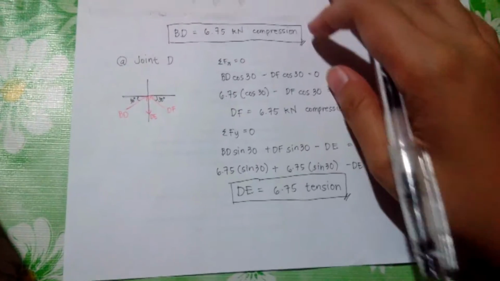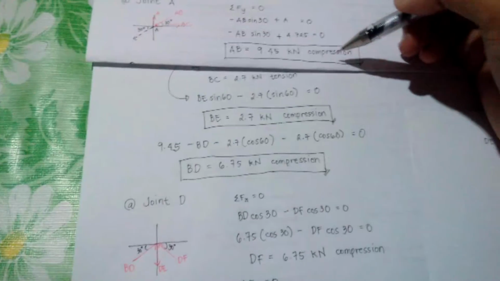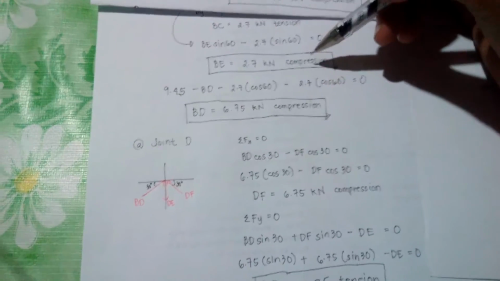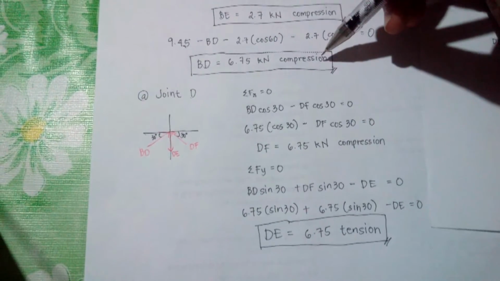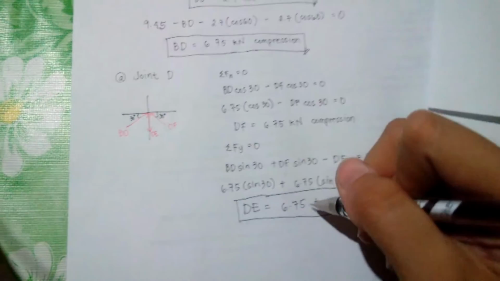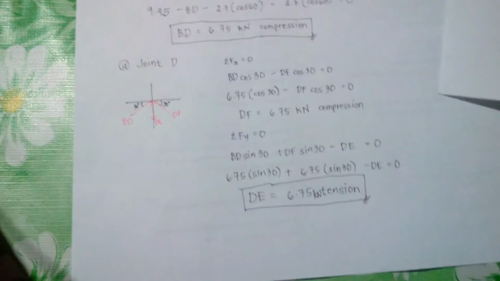So there you go. Our values for AB, 9.45 kilonewton compression, and BE, 2.7 kilonewton compression, BD, 6.75 kilonewton compression, and DE, 6.75 kilonewton tension.